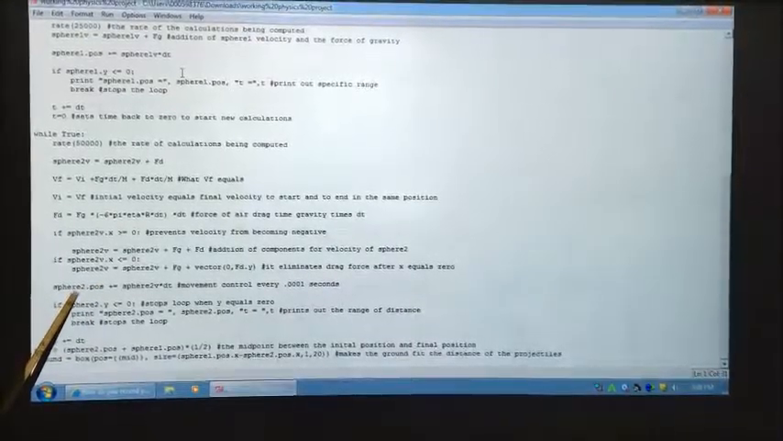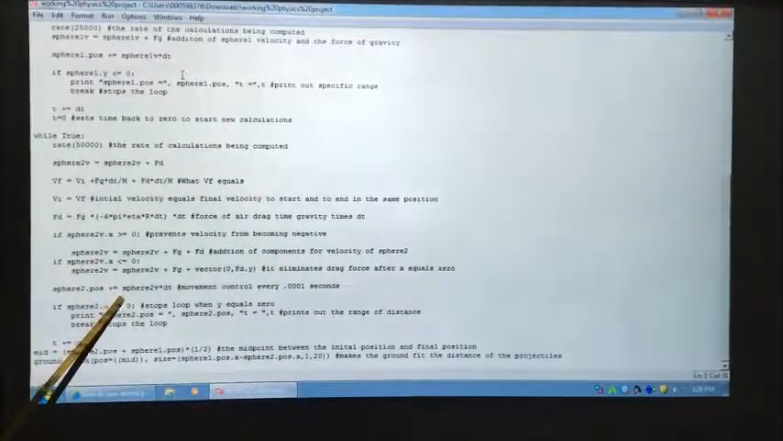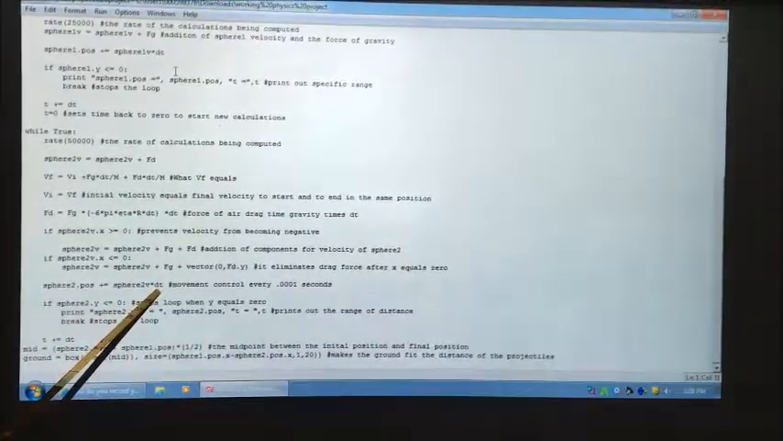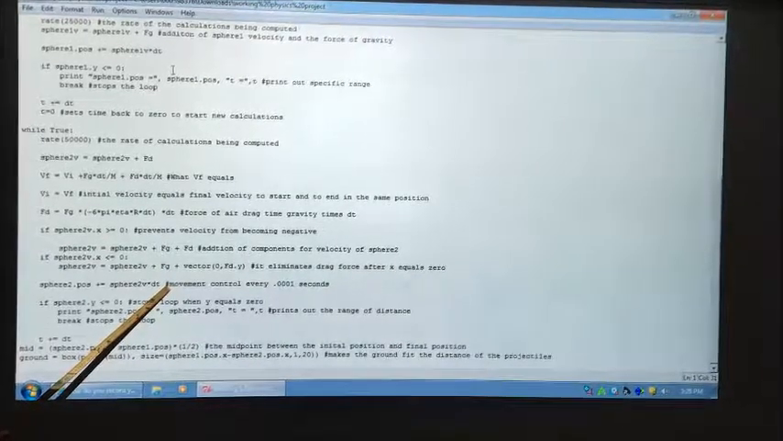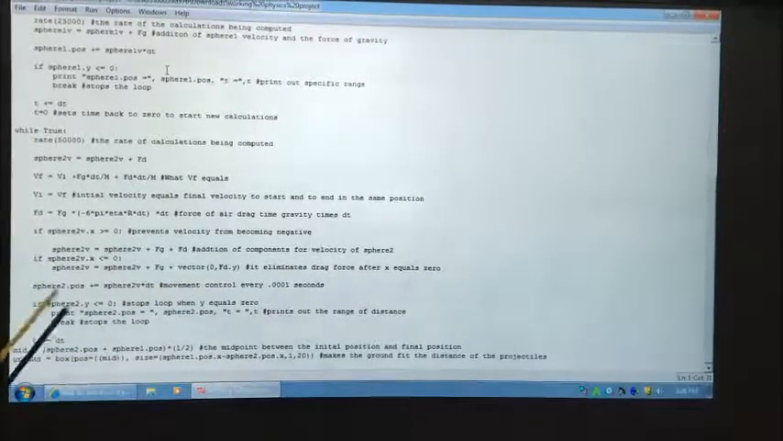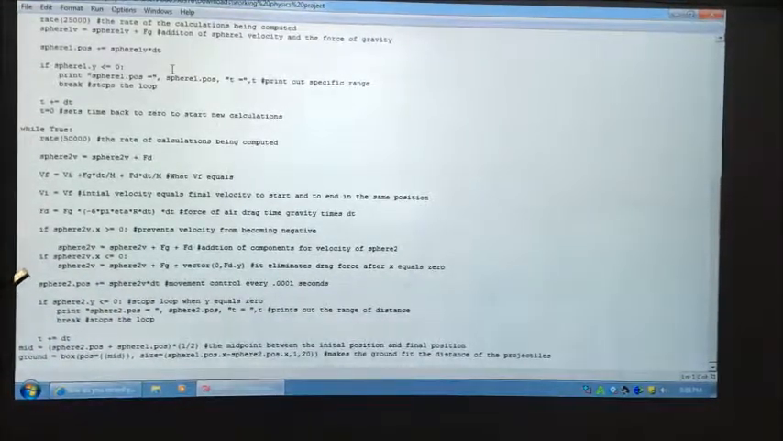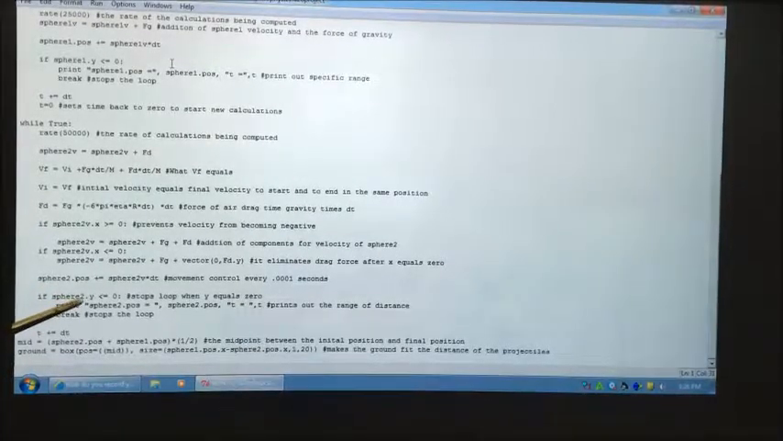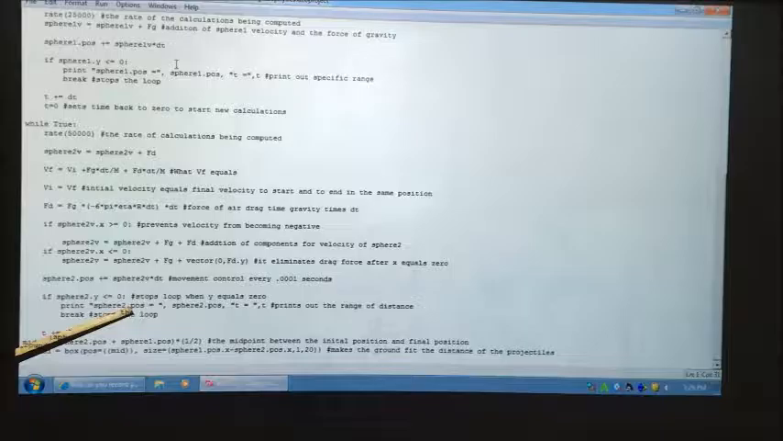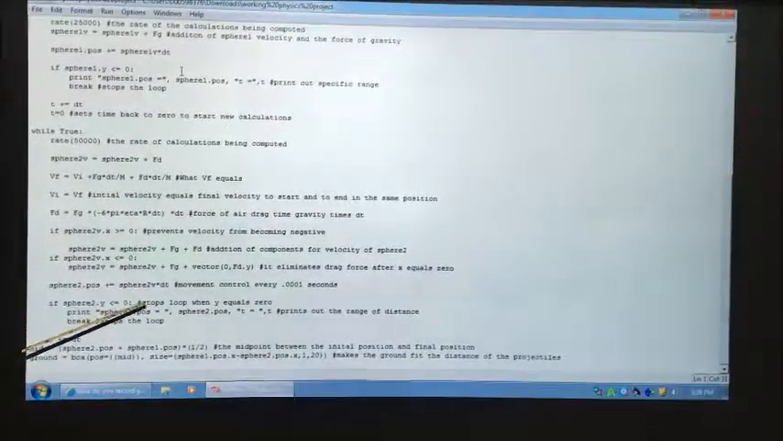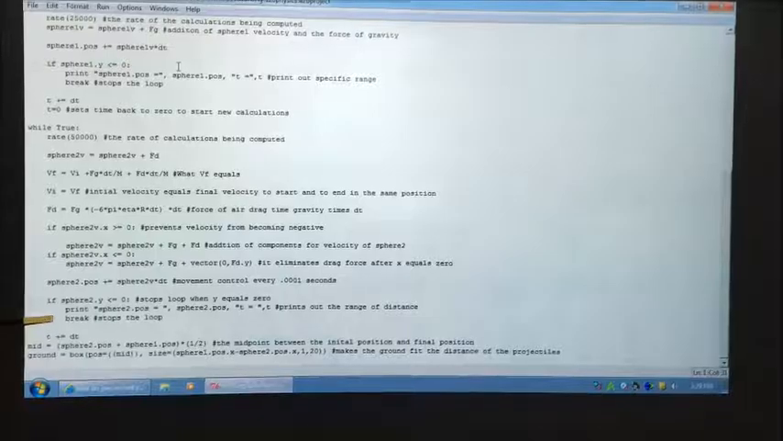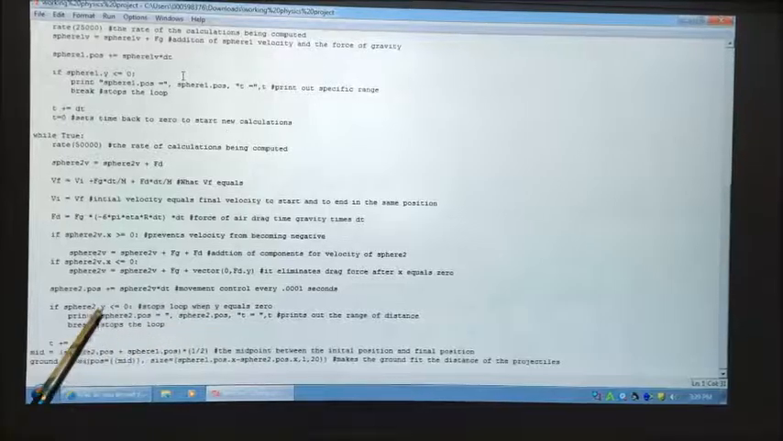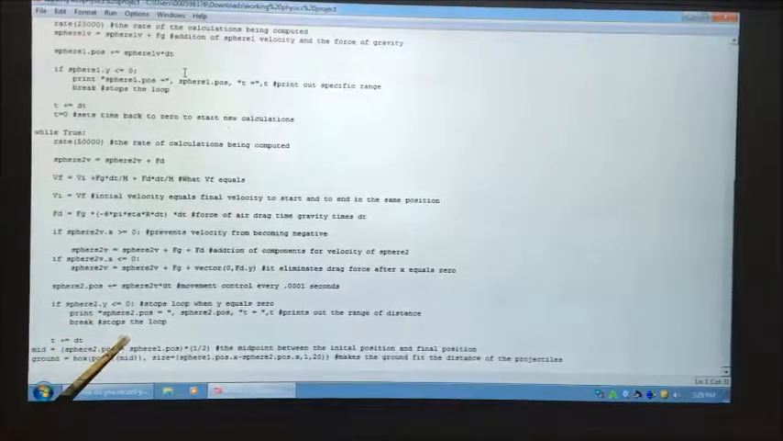Here on this part we have the position of sphere 2 plus equals the velocity of sphere 2 times dt, and this is just going to control the movement every 0.001 seconds, which is our delta t. And then in this section, if the y on sphere 2 is less than or equal to 0, then this is going to cause the loop to stop when y equals 0. And then here we go back to the print section, and this is just going to print out the range of the distance, and then the break function will stop the loop.